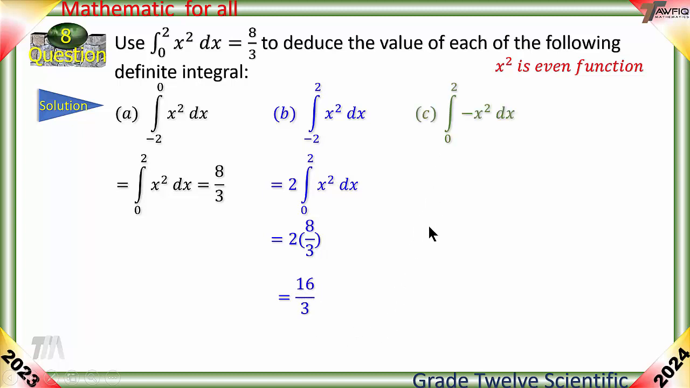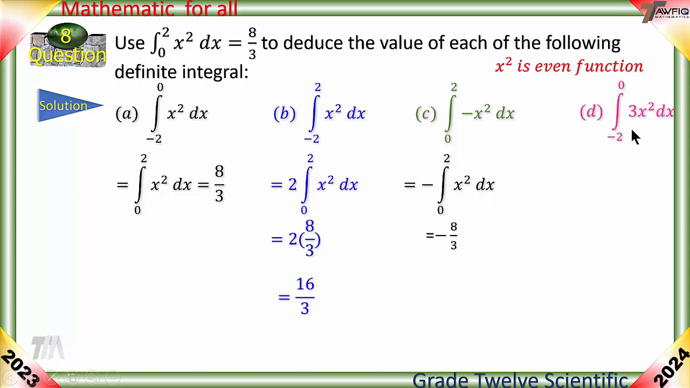C. Integration from 0 to 2 of minus x squared dx. We can take the minus from inside the integration to outside, so it becomes minus the integration from 0 to 2 of x squared dx. We have this one, so it becomes minus 8 over 3.